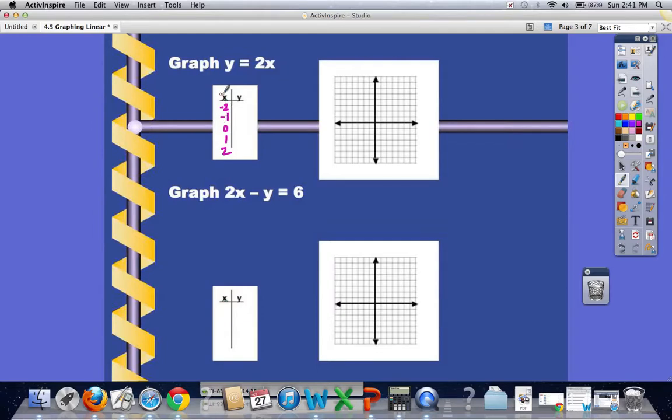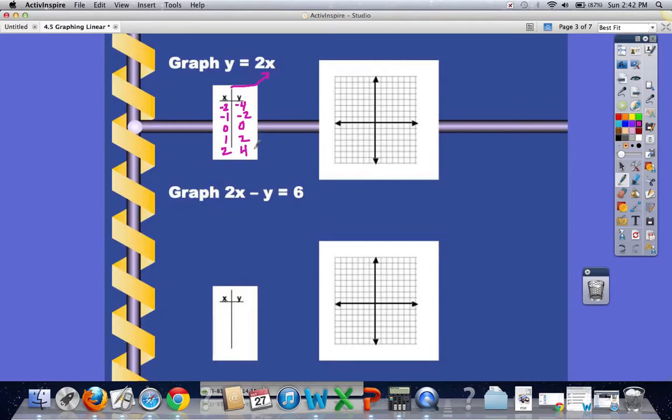And then you're just going to take this x and plug them in right here. So 2 times negative 2, which makes negative 4. Negative 1 times 2 makes negative 2. 0 times 2, well, that's 0. 1 times 2, 2, and 2 times 2, 4. So that's a very easy way of getting your ordered pairs, okay?